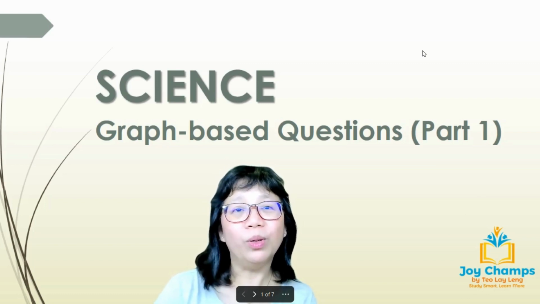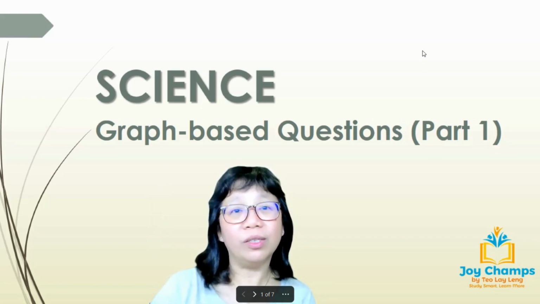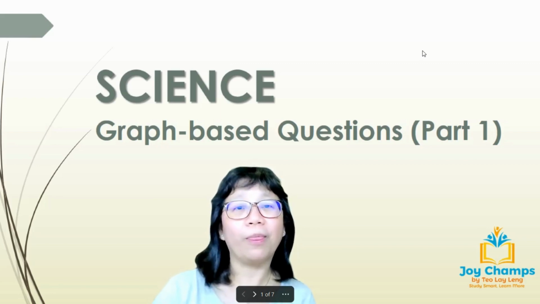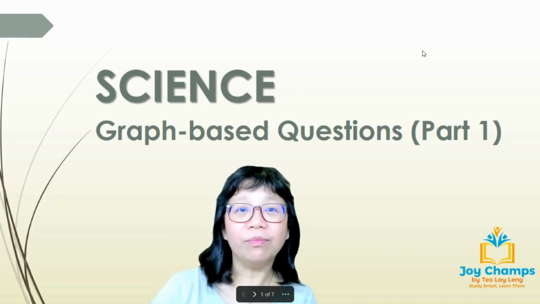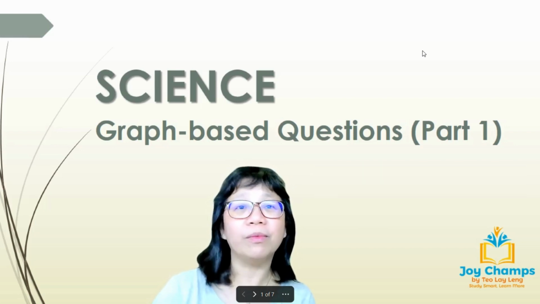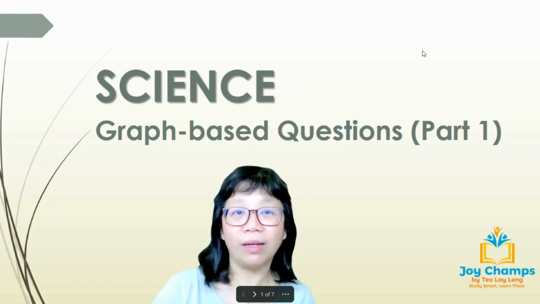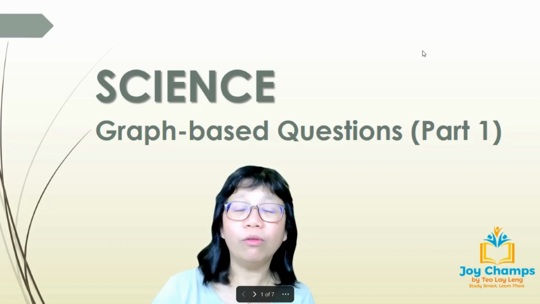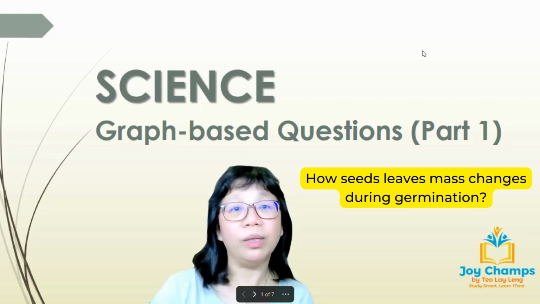In this video, we are going to dive deep into the world of graph-based science questions, focusing on the essential concepts and skills necessary to tackle such challenges successfully. Our lesson will focus on the primary purpose of a graph and where the independent and dependent variables will be plotted on the graph. And we'll be demonstrating these skills and concepts with an intriguing example question. Which of the following graphs shows how the mass of seed leaves changes during germination?